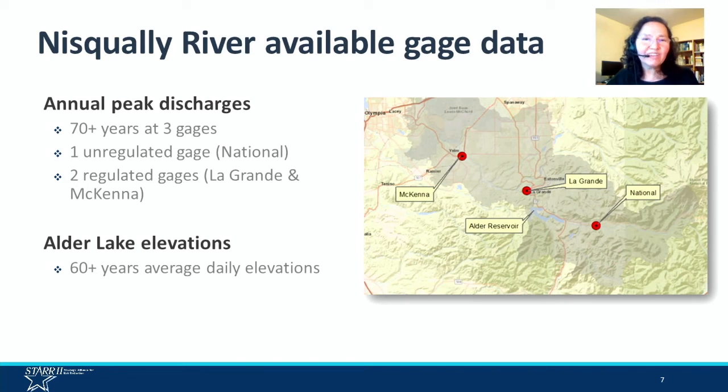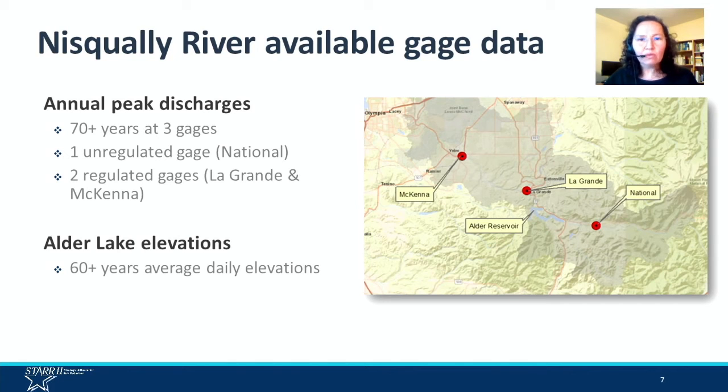So FEMA and STARR agreed with the community request for using an approach that would resemble unregulated conditions. But the project had all the typical project limitations: budget, time, data availability. Anyway, it had some key data available, which we tried to take advantage of. As you can see in the watershed map, there are three USGS streamflow gauges strategically placed along the Nisqually, all gauges having more than 70 years of record.